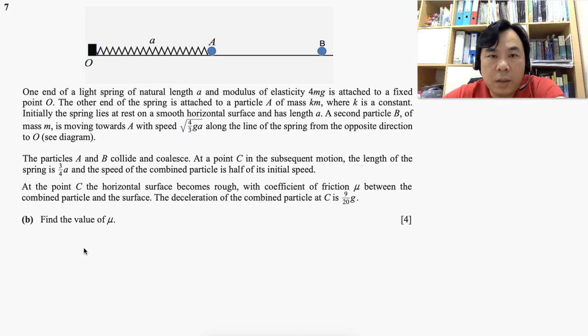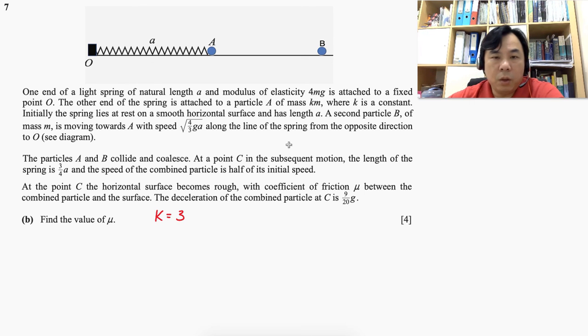Right, we have reached the last section for this question here. Now at the point C, the horizontal surface becomes rough. So at point C, the horizontal surface becomes rough with coefficient of friction mu there, between the combination of the particle and the surface. So the deceleration of the combined particle is equal to 9 over 20 g there. Now k that we have obtained in our previous section is 3 here.